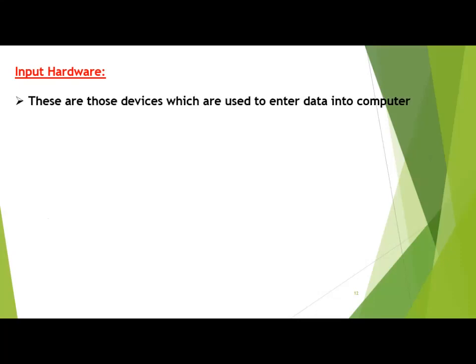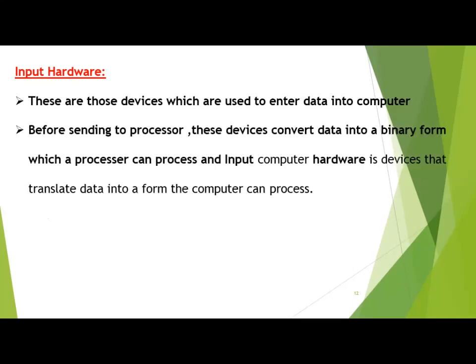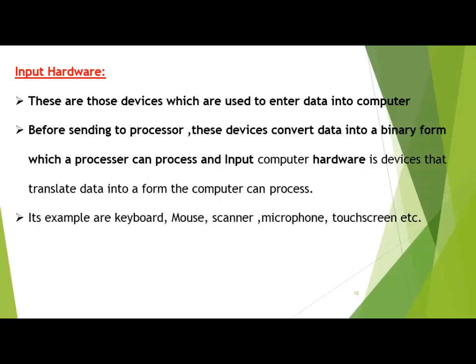Input hardware. These are devices which are used to enter data into the computer. Before sending to the processor, these devices convert data into a binary form which a processor can process. Input hardware devices translate data into a form the computer can understand. Examples are keyboard, mouse, scanner, microphone, touch screen, etc.